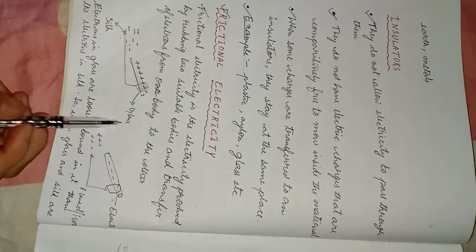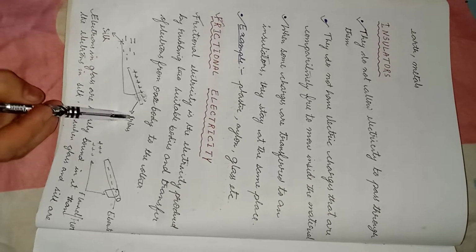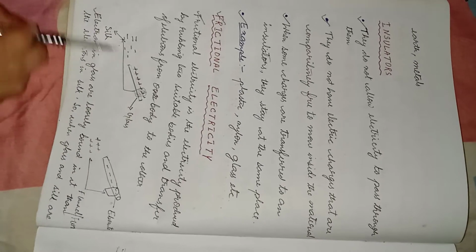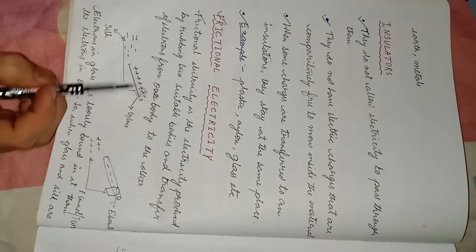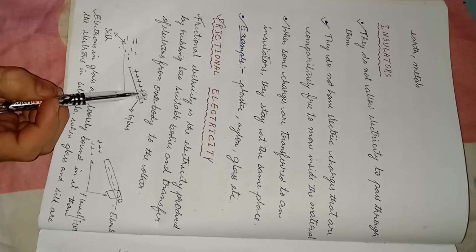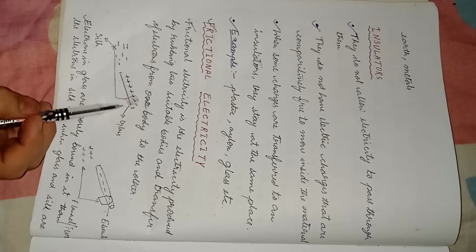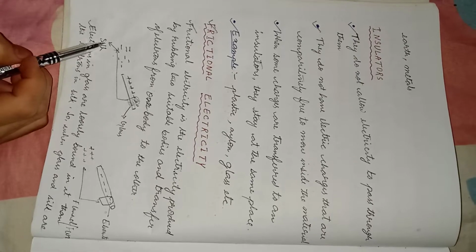The electrons in glass are more loosely bound than the electrons in silk. So when glass and silk are rubbed together, the comparatively loosely bound electrons from glass get transferred to silk. As a result, the glass becomes positively charged and silk becomes negatively charged.